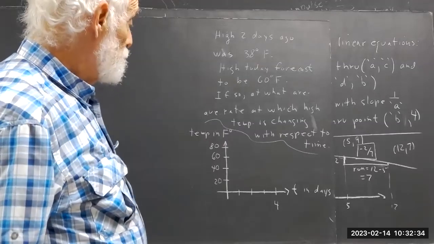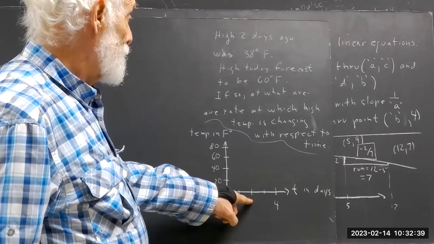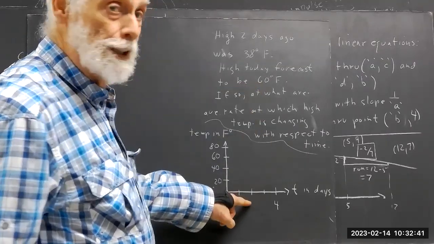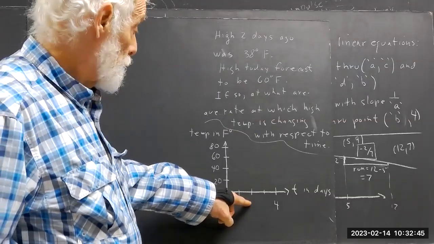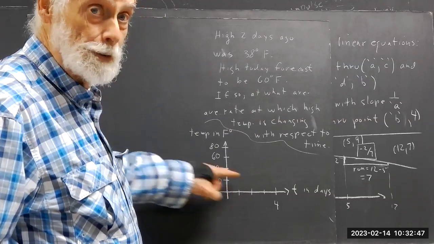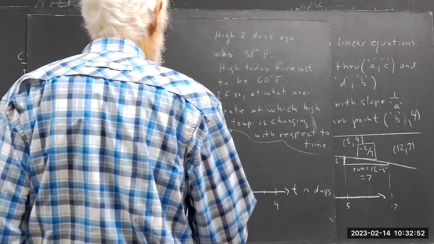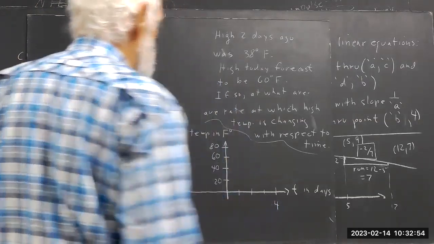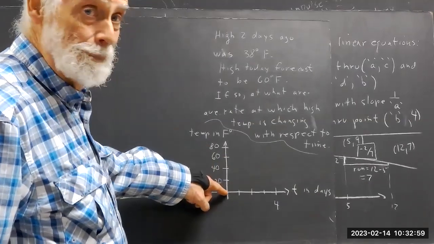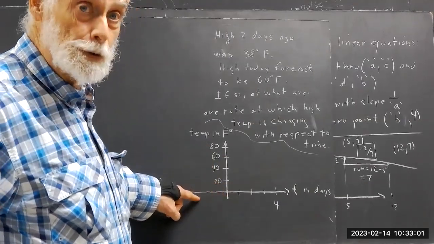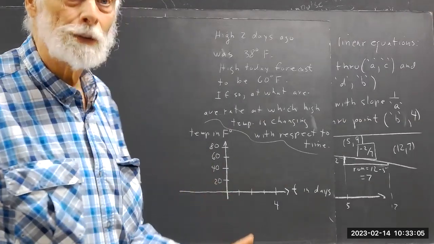Now, most of you put 60 degrees at day 2, and that's perfectly all right. Then you put 38 degrees at day 0, because that's 2 days earlier. One of you chose to put 60 degrees at day 0, and then 2 days earlier was -2. You get the right answer either way.